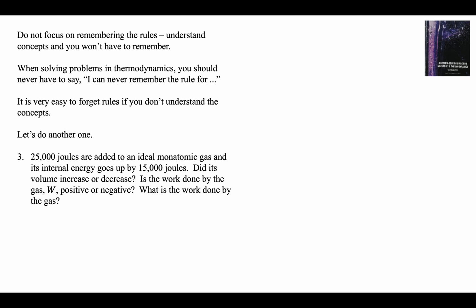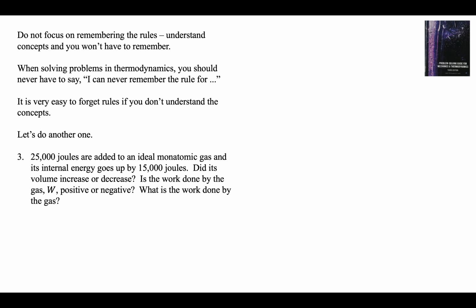Here's another one. 25,000 joules are added to an ideal monatomic gas, and its internal energy goes up by 15,000 joules. Did its volume increase or decrease? Is the work done by the gas W positive or negative? And what is the work done by the gas? 25,000 joules are added. That's Q. Make it the positive 25,000 joules by heating it. But its internal energy only goes up by 15,000 joules. We're missing 10,000 joules. The gas must have done work by expanding. The piston must have gone up, and that's how it lost energy. So the volume increased. The work done is positive.